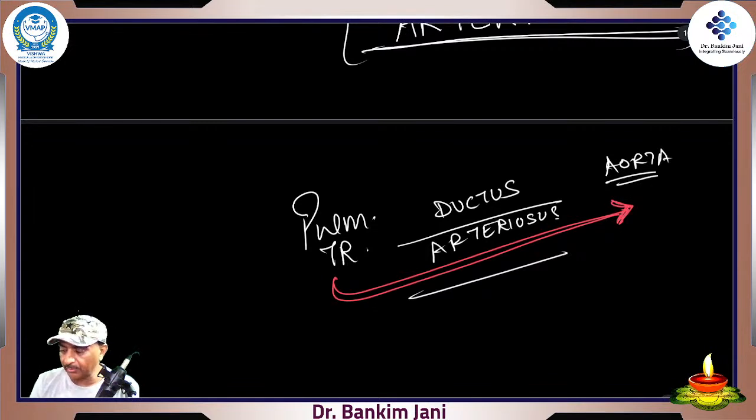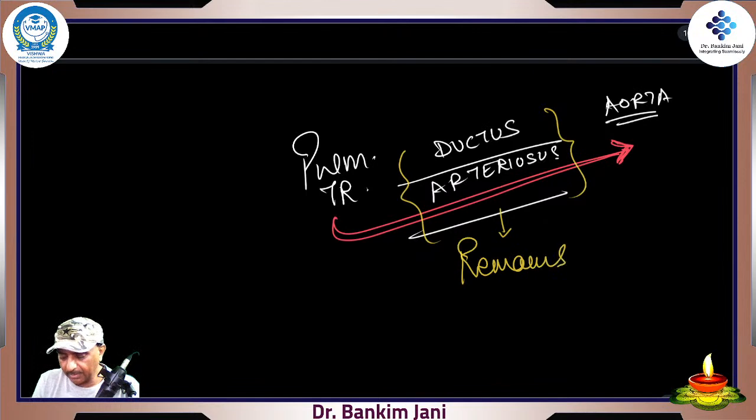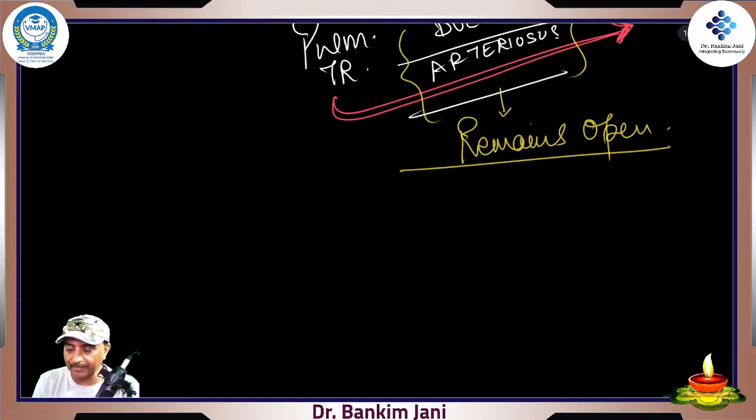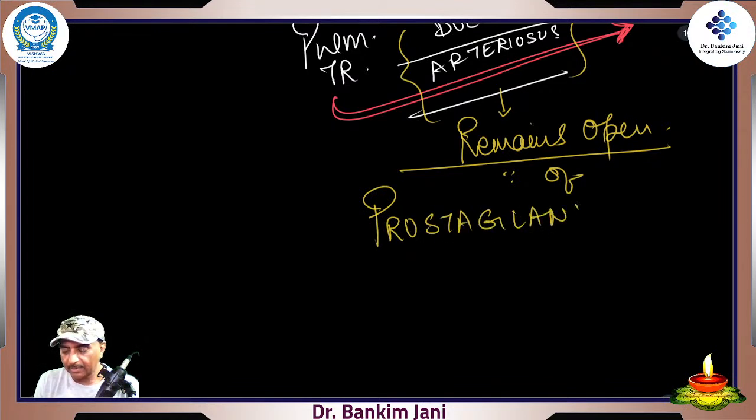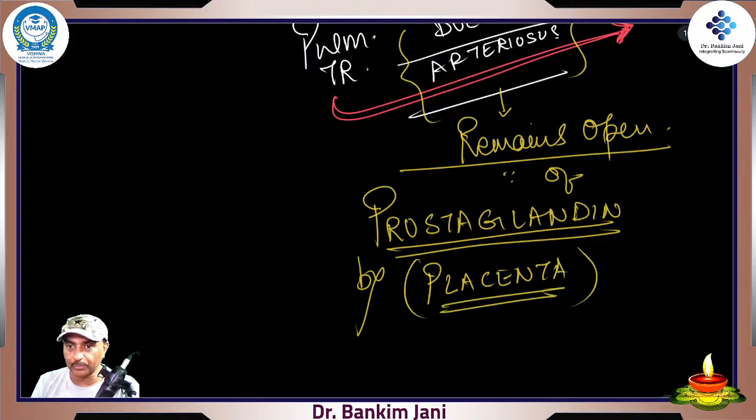But this ductus arteriosus is kept open by one more mechanism. This is where the chemical systems would come into the picture. Ductus arteriosus remains open because of one very interesting chemical, and that chemical is called prostaglandins. This prostaglandin is secreted, thanks to mother, by the placenta. So the placenta secretes that prostaglandin.